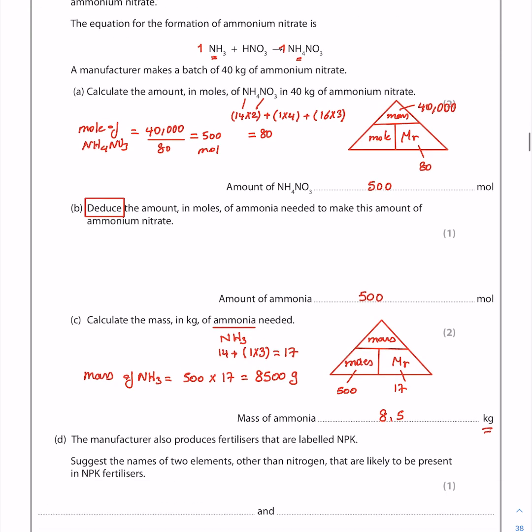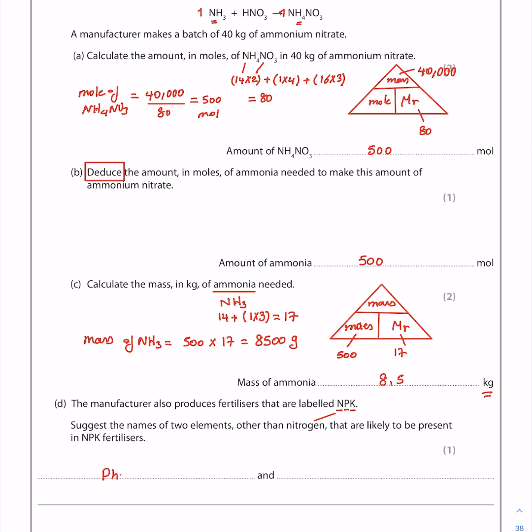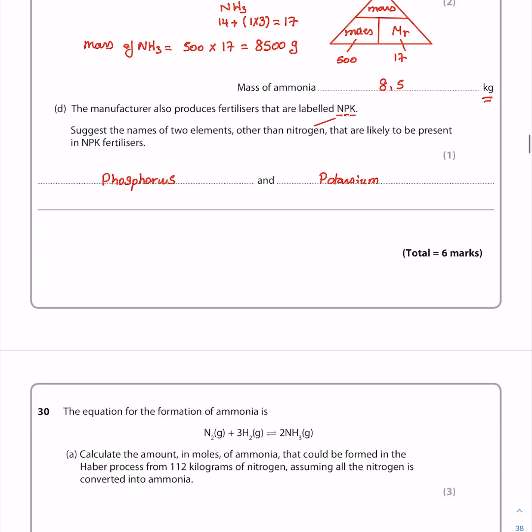The manufacturer also produces fertilizer that is labeled NPK. Suggest the name of two elements other than nitrogen. الـ N دي كانت النيتروجين، يبقى مين الـ P ومين الـ K؟ يبقى الـ P فوسفورس والـ K بوتاسيوم. يبقى دول الـ two elements اللي موجودين في الـ NPK fertilizer.